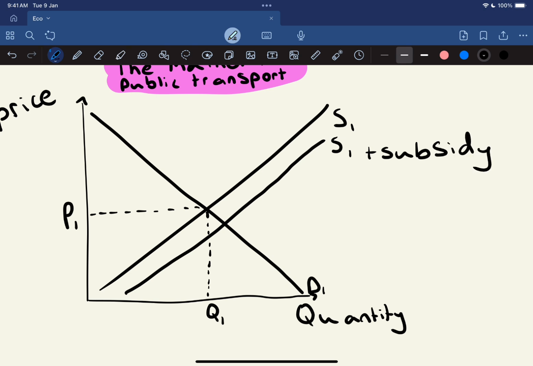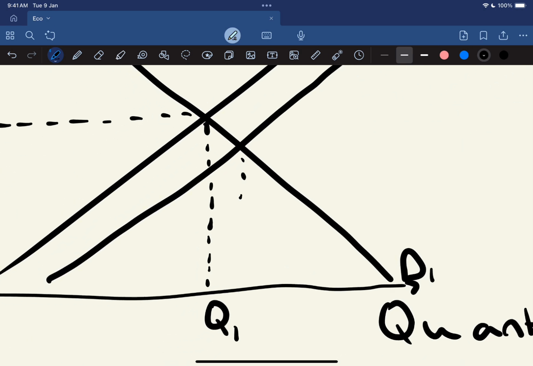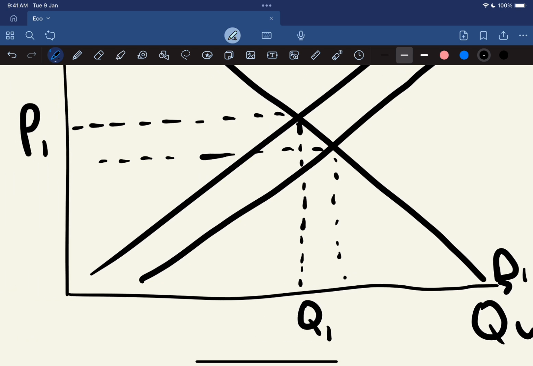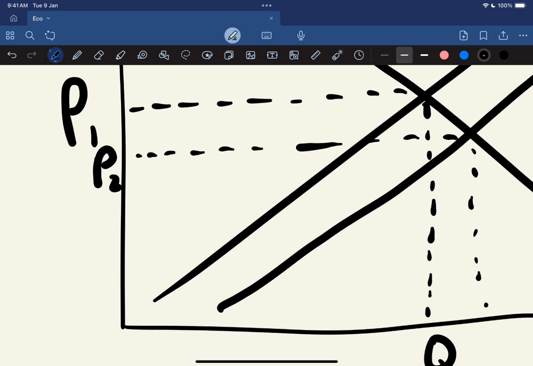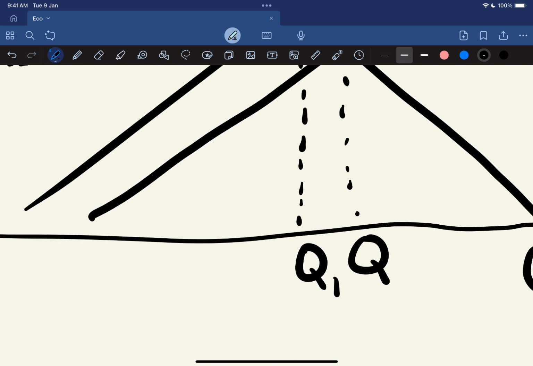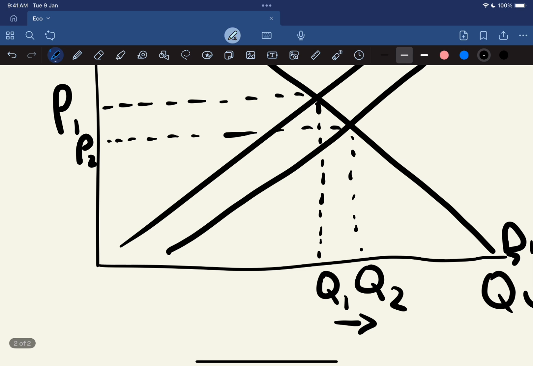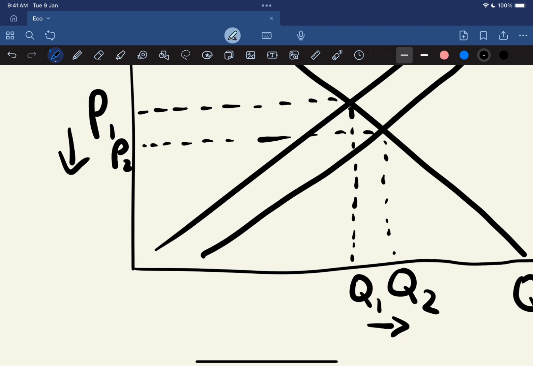Now that there's a new supply line, there's a new equilibrium. So we're going to draw that in now. Price over there and our quantity over there. Just looking at that, there's been an increase in our quantity. Our quantity that's being sold has increased, while at the same time our price has decreased.